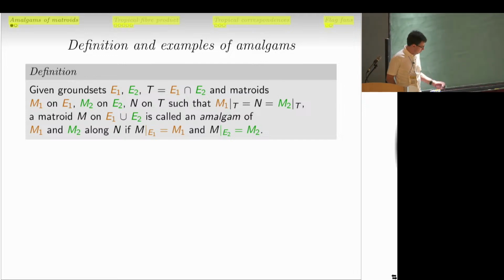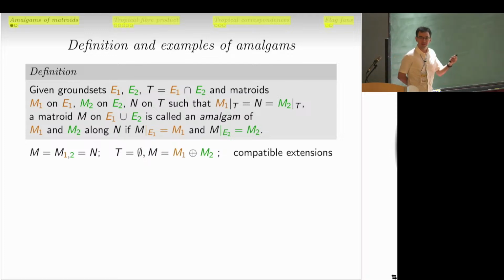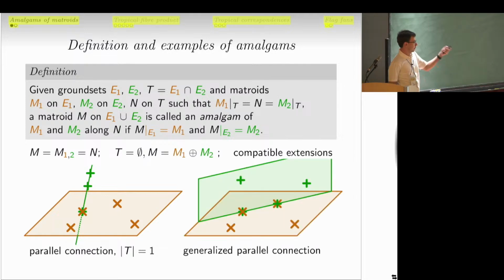And already from this, you can see that this definition is really loose, that anything can be an amalgam. All four can coincide. You can take an empty intersection and take the direct sum. You can take what's called compatible one-element extensions. You can take something more geometrical, like a parallel connection, where the intersection just consists of one point, and then it's going to look like this. You can take something more fancy, which is sometimes called generalized parallel connection, when the common part is a common flat of these matroids, which has the same structure. In this case, it's just 2 points. Could be more difficult than that. So it's a very general object.